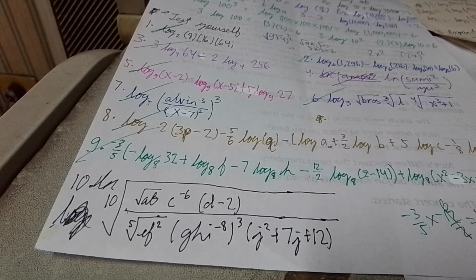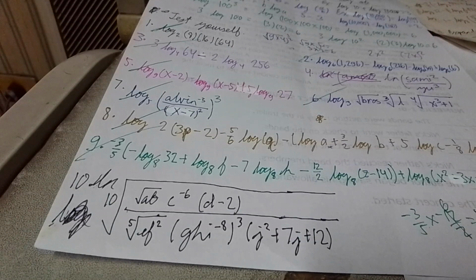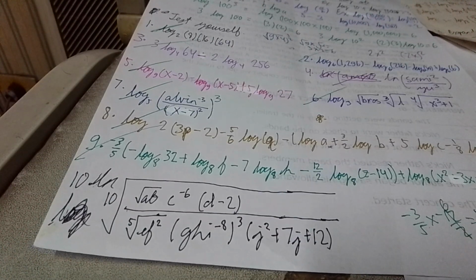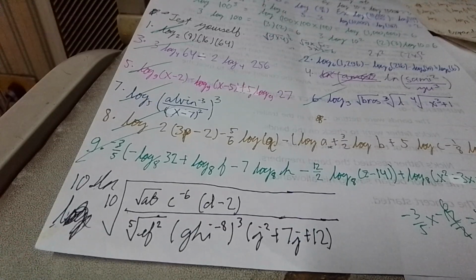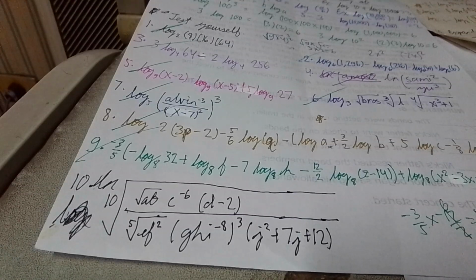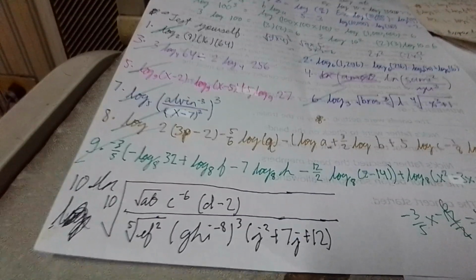Di ba? Kaya let's work this out step by step to see how we're gonna do it. Okay? Kaya namin to. So we have ln, and then remember, since we're using ln, that is the natural log. So we're gonna take the natural log of the 10th root of, in the numerator, di ba, remember, this is all in a group.